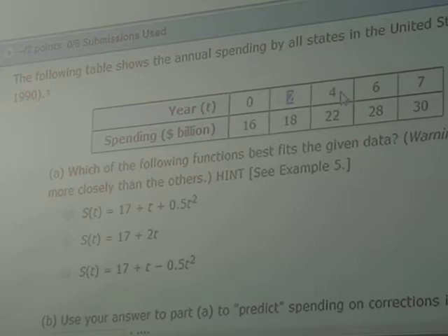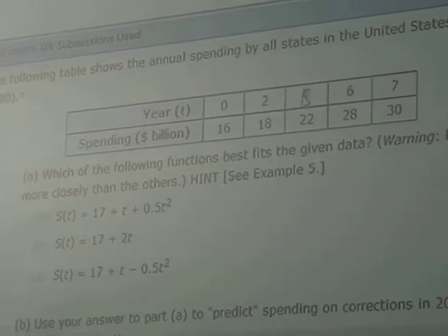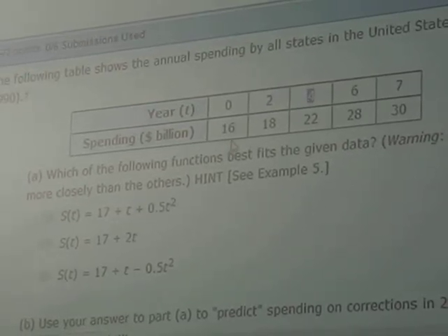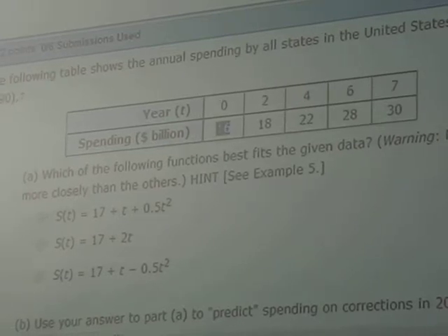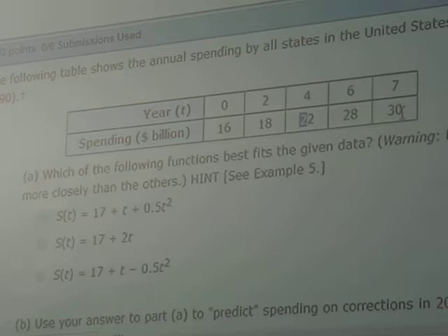1992. What does 4 mean? 1994, and so on, right? Okay, so how much did the states spend in 1990? $16 billion. How much did they spend in 1992? 18, 22, 28, 30, right?